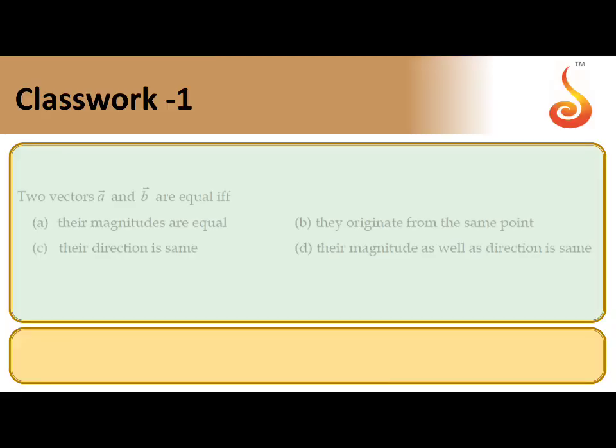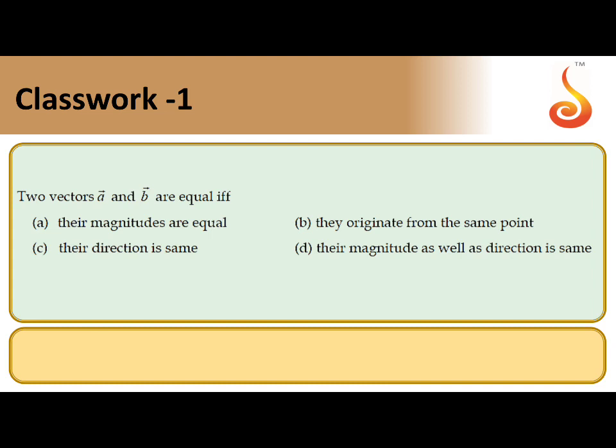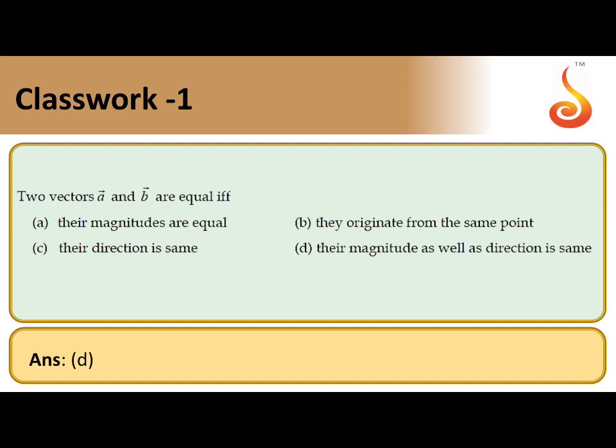The first question is, two vectors A and B are equal. This is a definition. Two vectors are equal means they have equal magnitude and same direction. Which option is matching? The first option is their magnitudes are equal. Second option is they originate from the same point. Third, their directions are same. Fourth option is their magnitude as well as direction is same. Option D is correct. This is the definition of equality of two vectors. Check the answer. Option D is right.